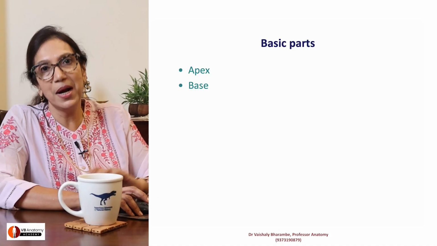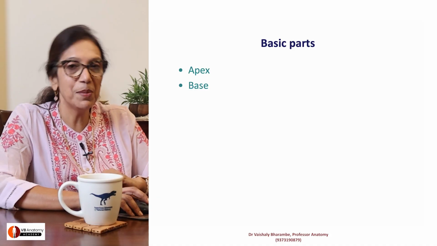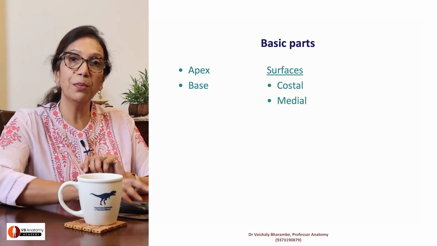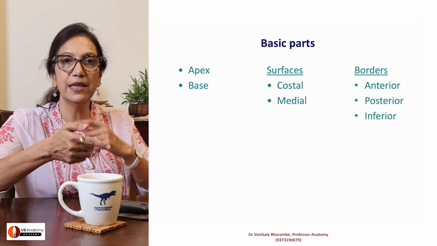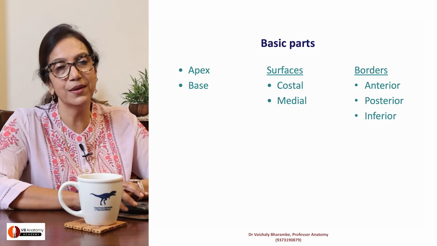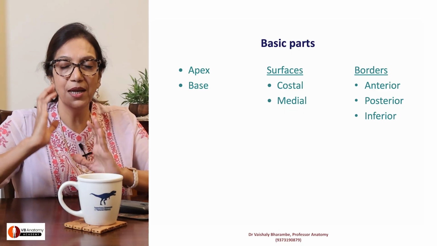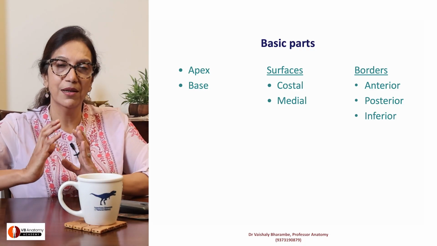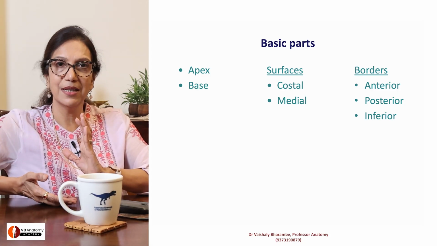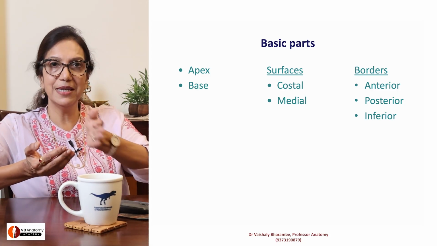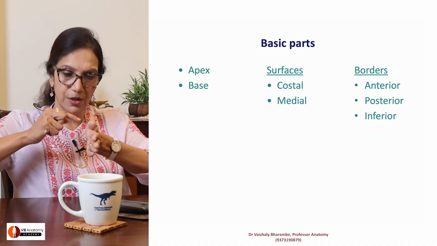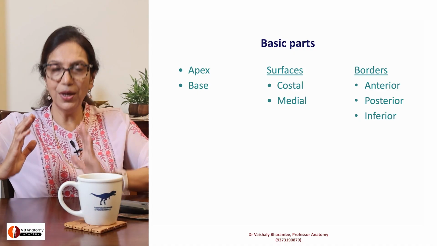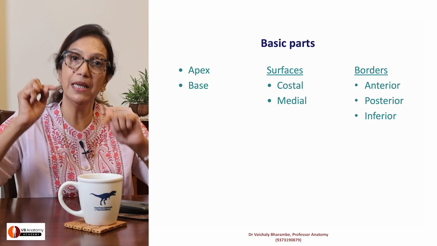So what are the parts of the lung? Lung has an apex and a base. It has a costal surface and a mediastinal or medial surface. It has anterior, posterior and inferior borders. In your mind, you should be imagining that you have a lung with you here, which has an apex, a base, a costal surface and a medial surface, an anterior border, a posterior border and an inferior border. In your mind, you should have a lung sitting on your table with me now.